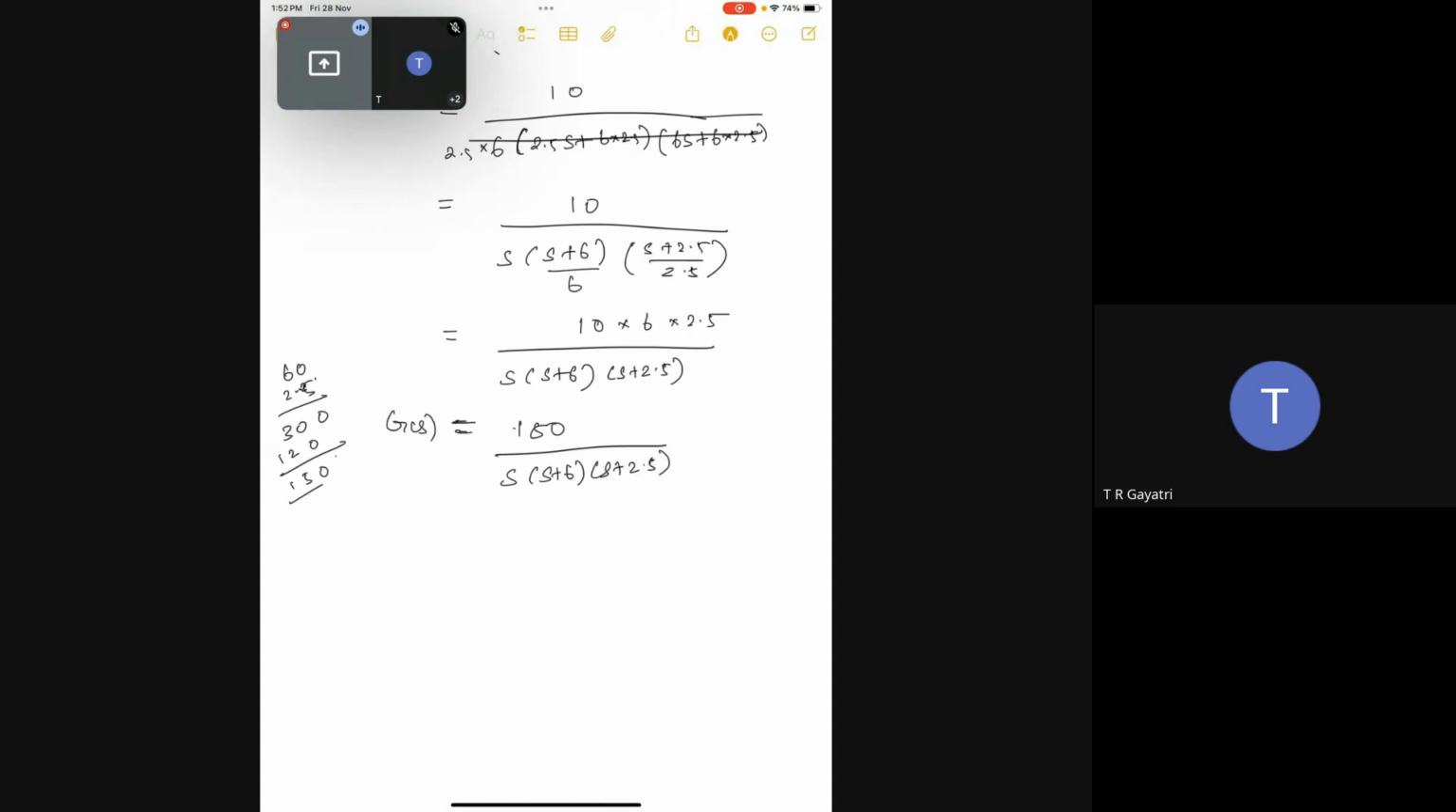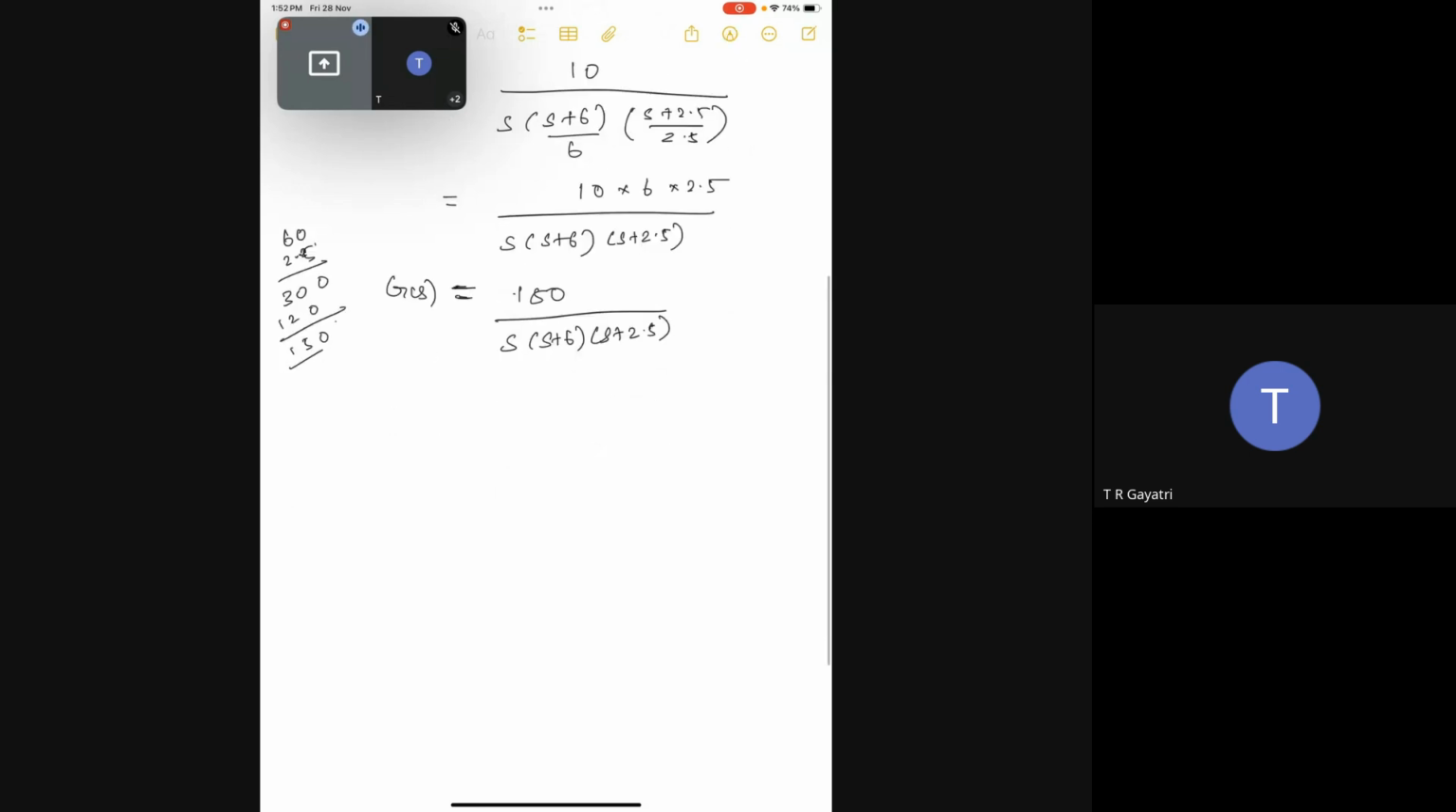This is your open loop transfer function. If you want to find the stability, you have to find the closed loop transfer function. Is it given anything like that? Unity feedback? Nothing. It was not given anything, but we will assume unity feedback since it was not given anything over that. So this will be G of s divided by 1 plus G of s H of s. That will be 150 divided by s into s plus 6, s plus 2.5 plus 150.